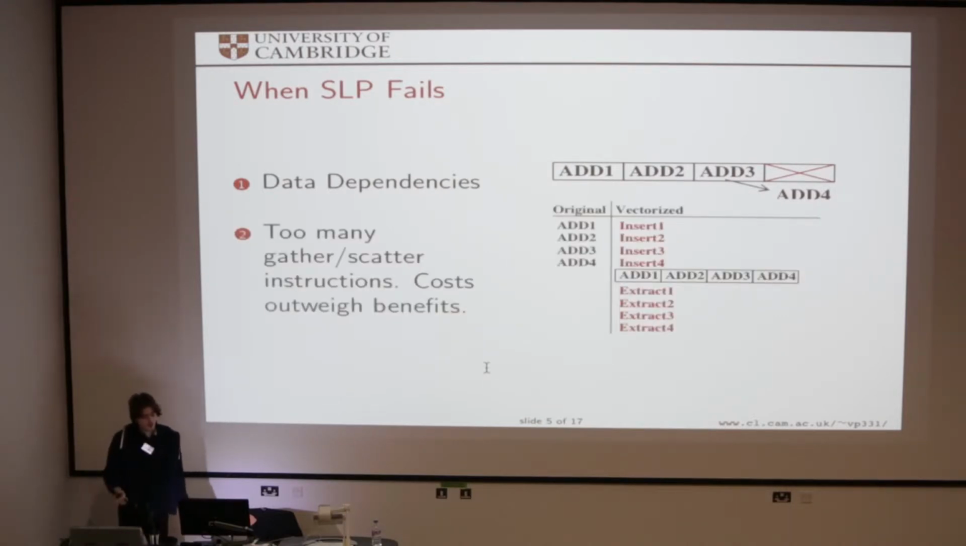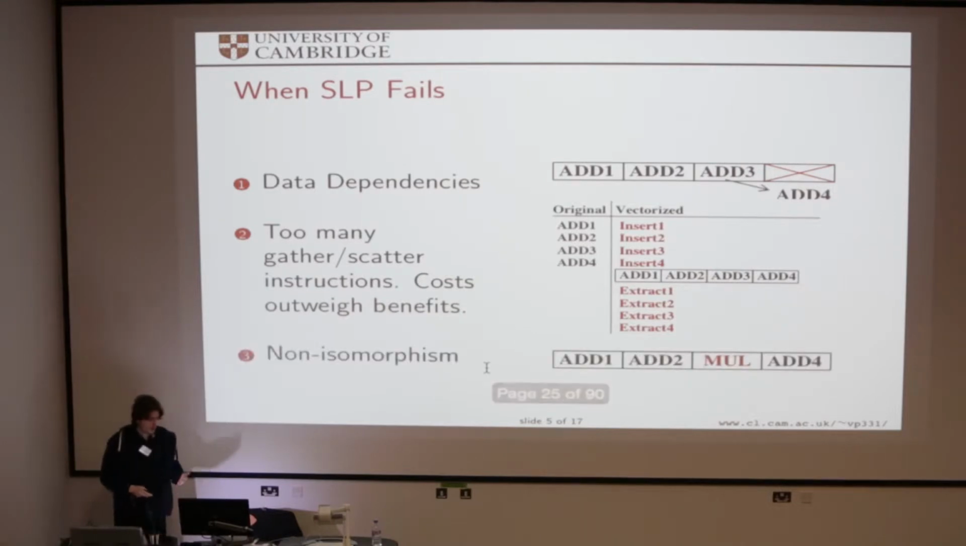Then a more common failure of SLP is when you have too much gathering and scattering going on. So let's say you have these 4 adds that could be potentially executed in a vector form, but they are either reading from the scalar side too much, or their results are being read by the scalar side too much. Then we need to emit insert and extract instructions. And so starting from 4 scalars, we ended up with like 9 instructions, and this, of course, is not beneficial.